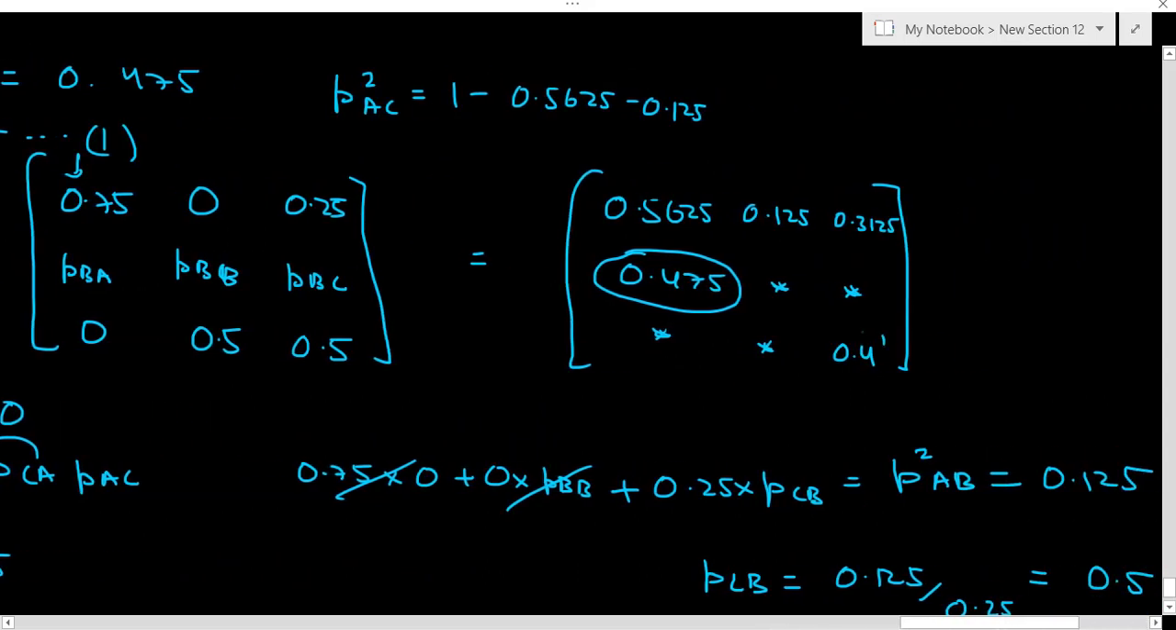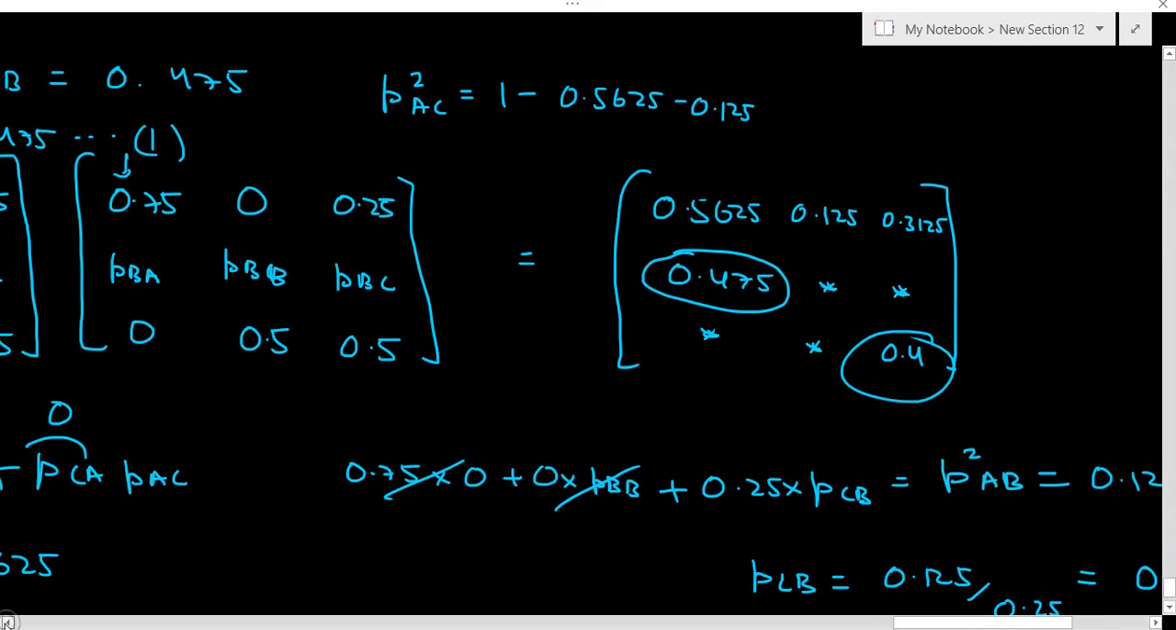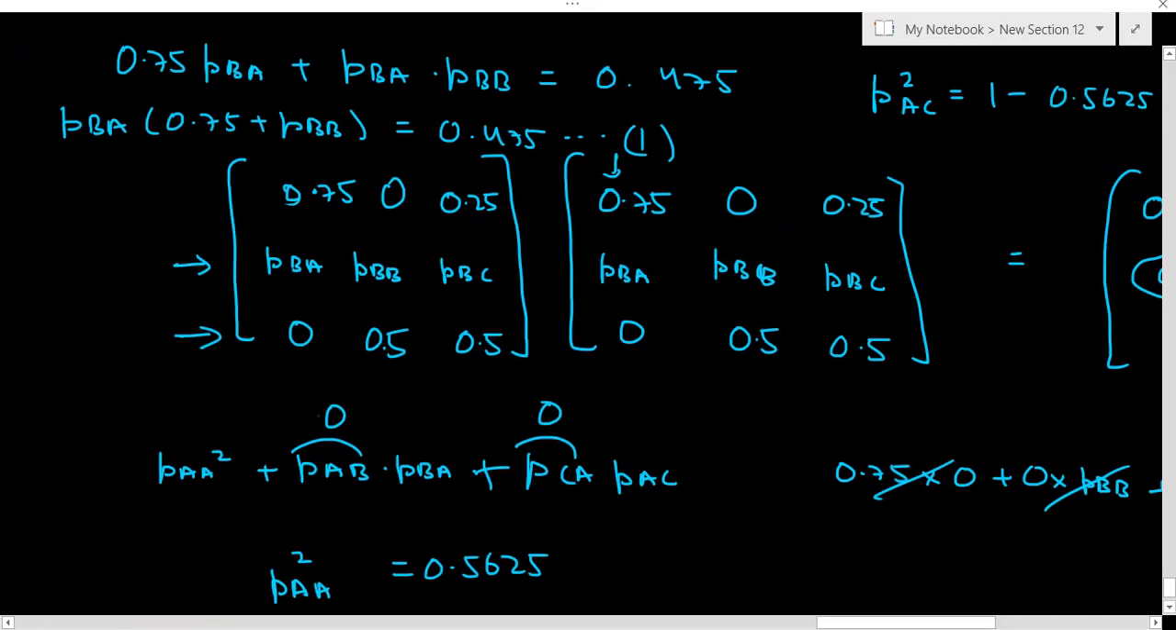So this value is known, which would be given by the last row into the last column. So that would come out to be, let's see, the last row into the last column. Okay, that would give me a value for PBC, right? So let's try to see that as well. Last row into last column would give me the last value, which is 0.4.